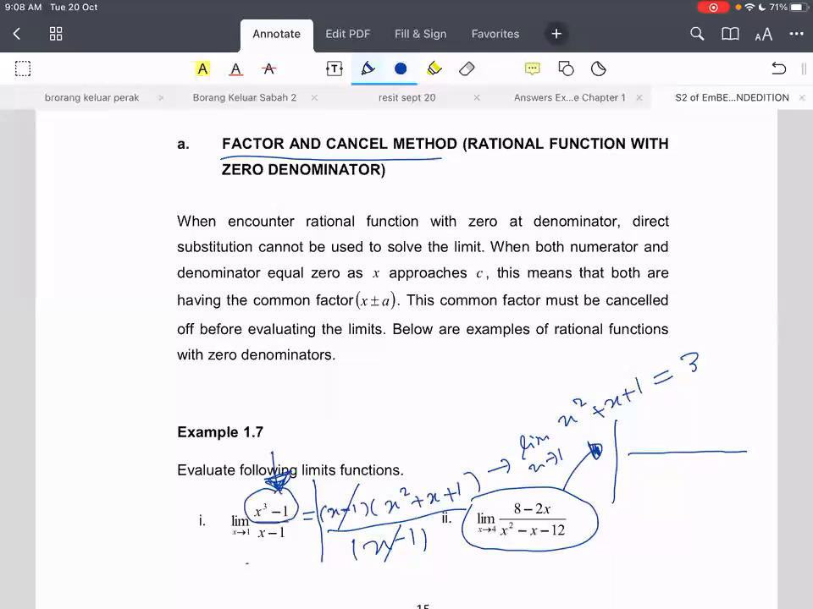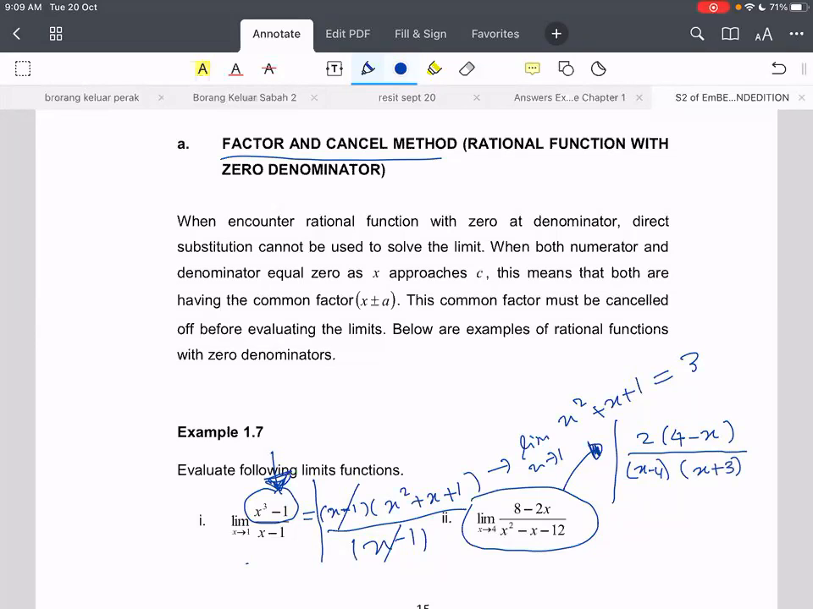The numerator first. The numerator is very simple. We factorize 2, 2 good, 4 minus 4x, minus x. Okay, now we go to the denominator. The denominator is x squared minus x minus 12, which factorizes to x minus 4, x plus 3. x minus 4, x plus 3. Correct?